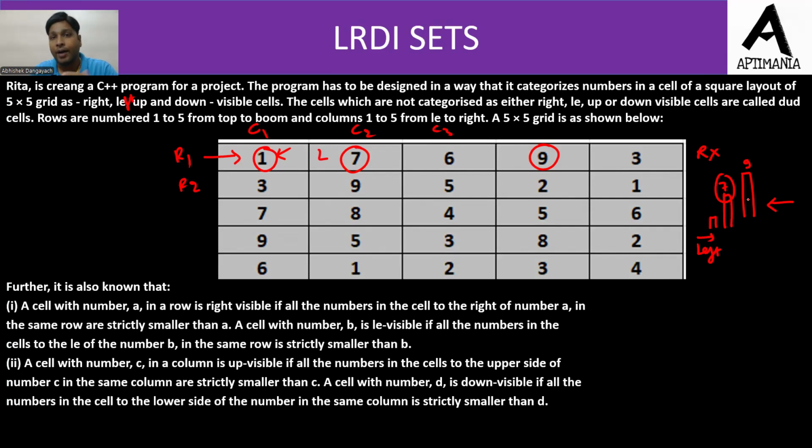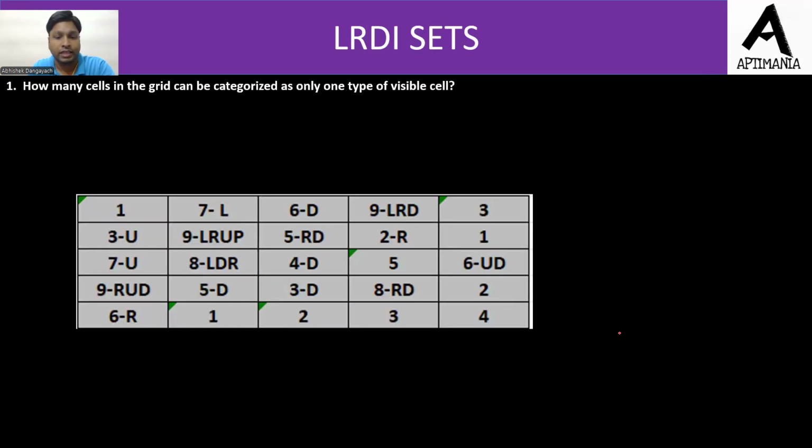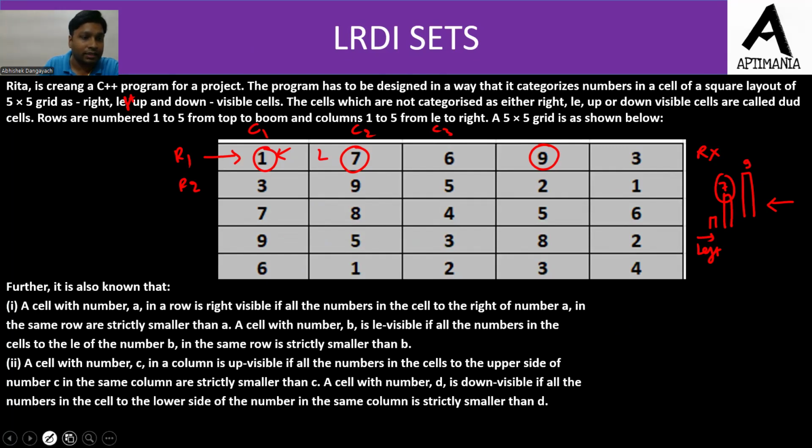A cell is said to be up visible as per the condition: a cell with number C in a column is up visible if all the numbers in the cells to the upper side of the number C are strictly smaller than C. And D is down visible if all the numbers in the cells to the lower side of the number in the same column are strictly smaller than D. So I hope it is clear what is left visible, what is right visible and so on. First of all, the set looks very easy. If we categorize all these cells beforehand, I think we can solve the questions in a very easy way. So let us first of all try to figure out which cell has which visibility. So let us try and write it in here.